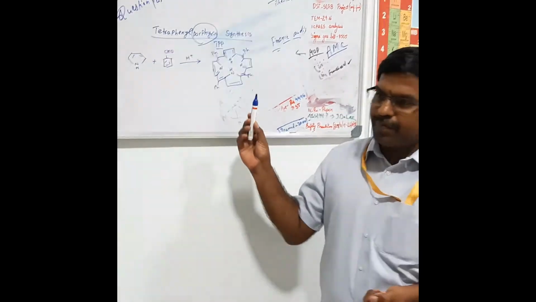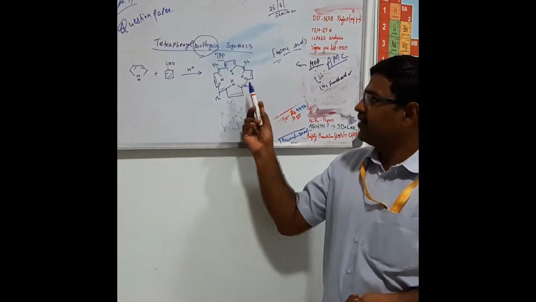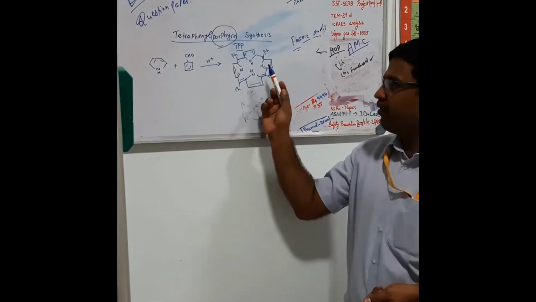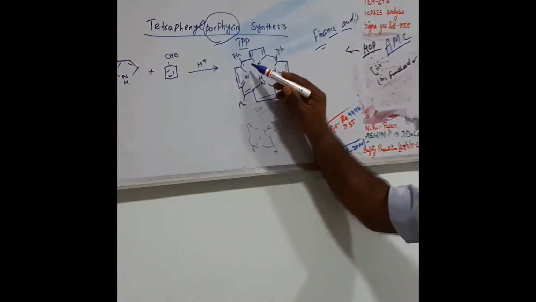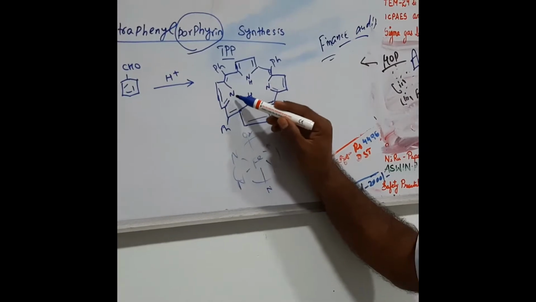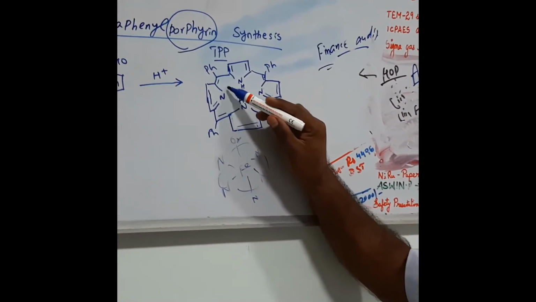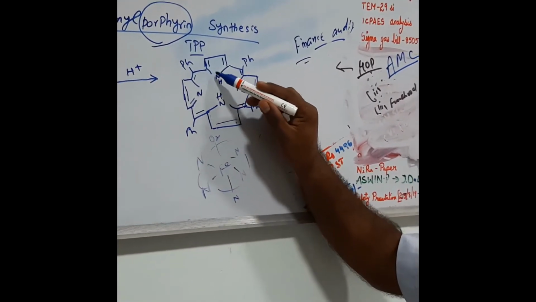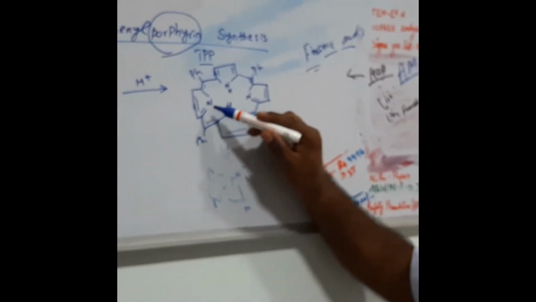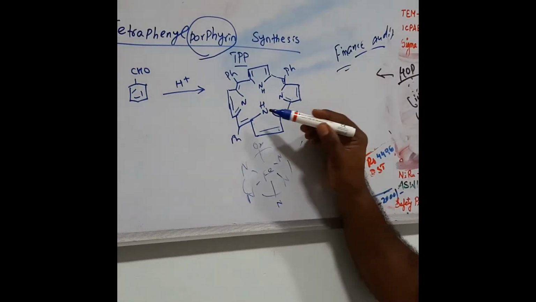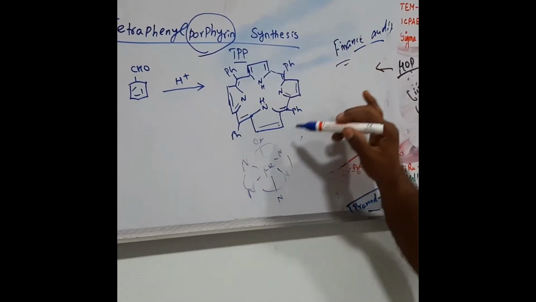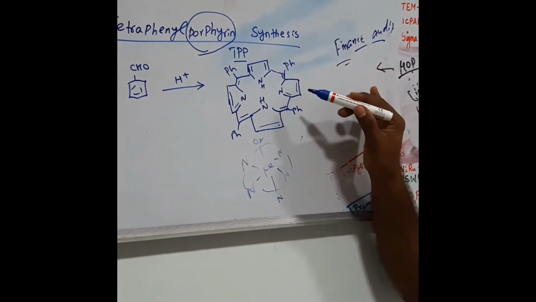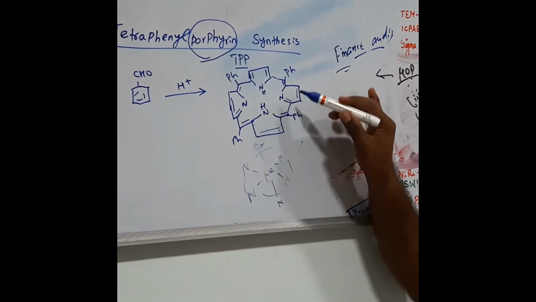Another important aspect of this porphyrin molecule is that it has conjugation. See, there are two types of ring. One is the internal ring: if you don't consider the pyrrole unit, there is an internal ring. This also has conjugation, alternating double bonds, and you can also consider the outside ring, which will also have conjugation. That is the interesting property of this porphyrin.